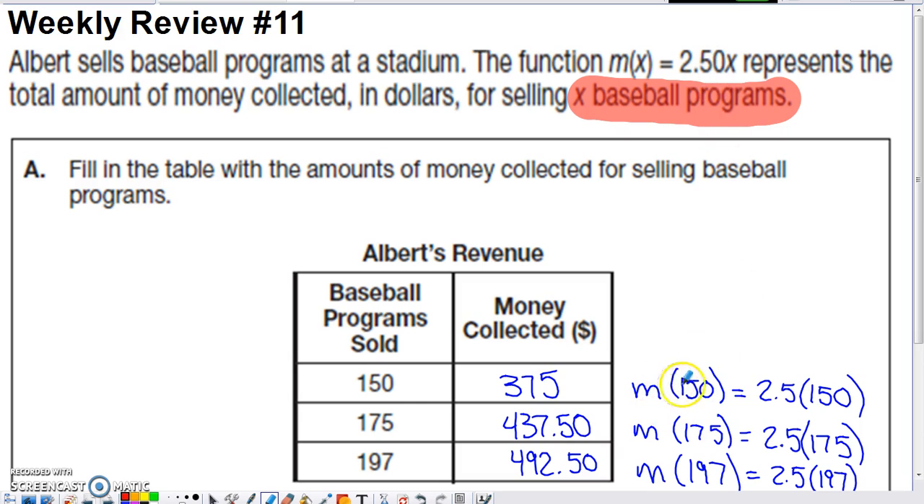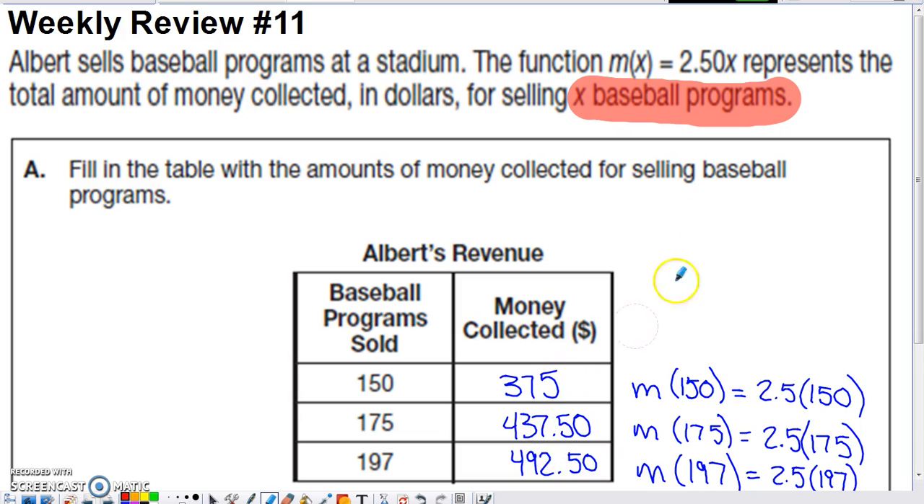So m of 150, so I've replaced the x right here with 150. My job is to replace the x on the other side with that same thing. So I put the 150 in place of this x. 2.50 times 150, throw that into the calculator. We figure out he's going to collect $375 if he sells 150 programs.